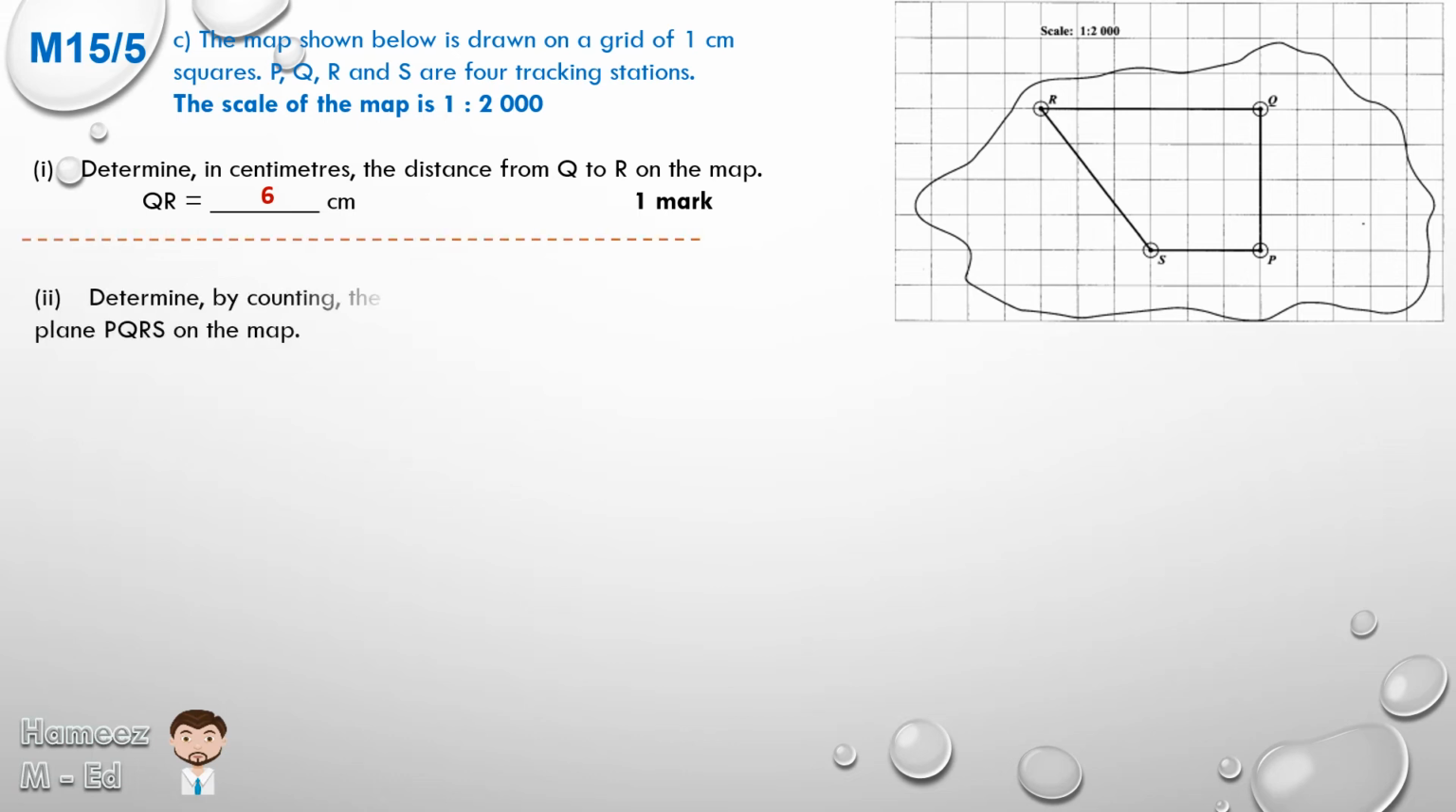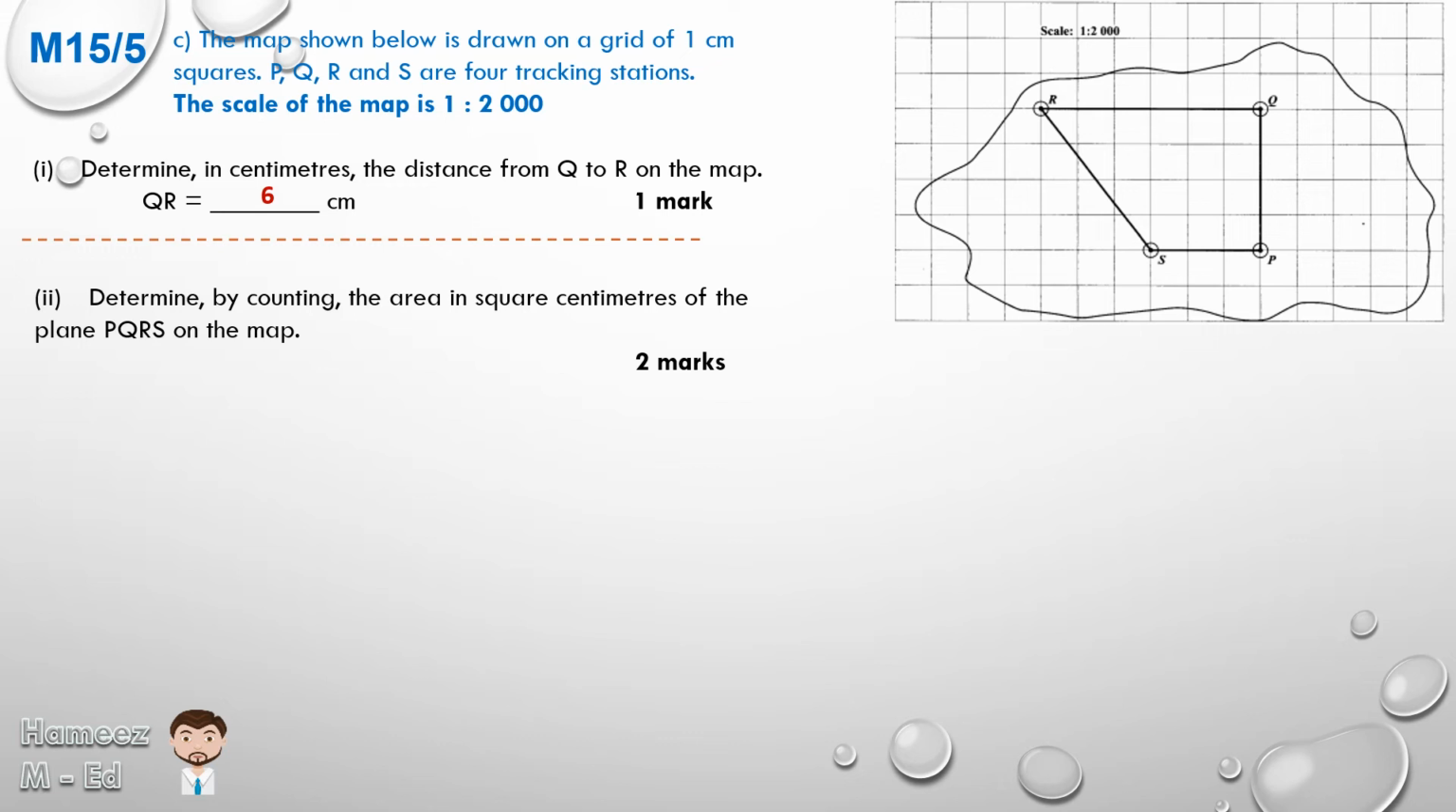Part 2. Determine by counting the area in square centimeters of the plane PQRS on the map. So let's recall that when we're counting the squares, we count any square which is more than half.